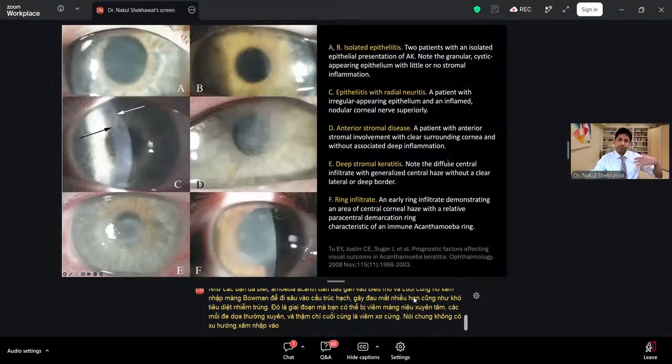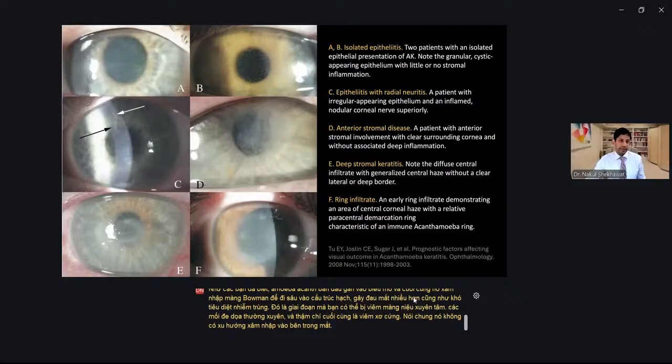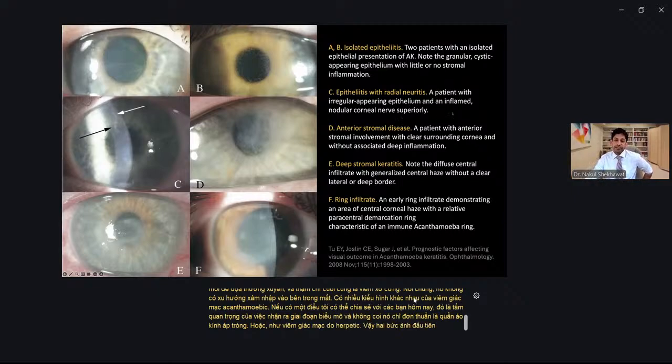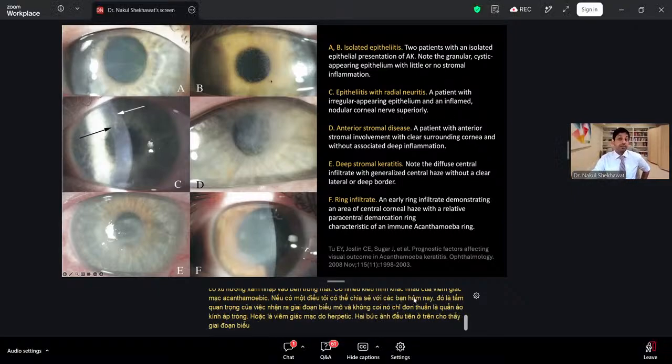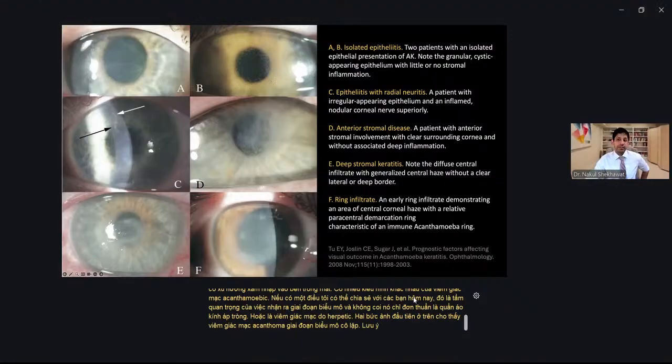There are many different phenotypes of acanthamoebic keratitis. If there's one thing I can impart upon you today, it is the importance of recognizing the epithelial stage and not treating it merely as contact lens overwear or as herpetic keratitis. So the first two pictures at the top show isolated epithelial stage acanthamoebic keratitis. Note the granular appearing epithelium with little or no stromal inflammation. They might have a few nummular subepithelial infiltrates, but generally it's not very impressive.